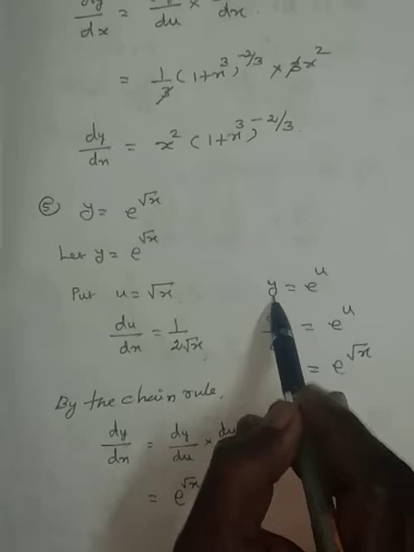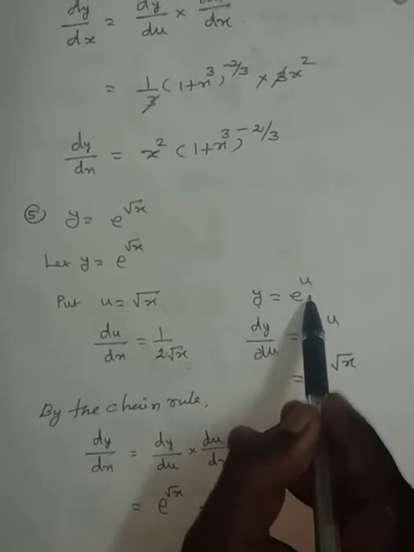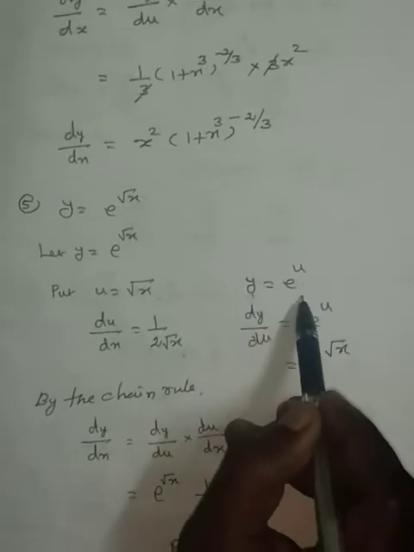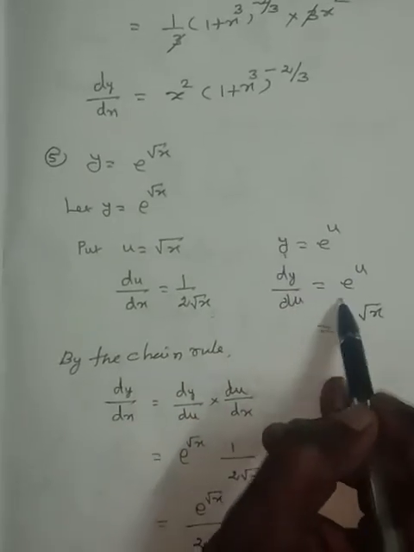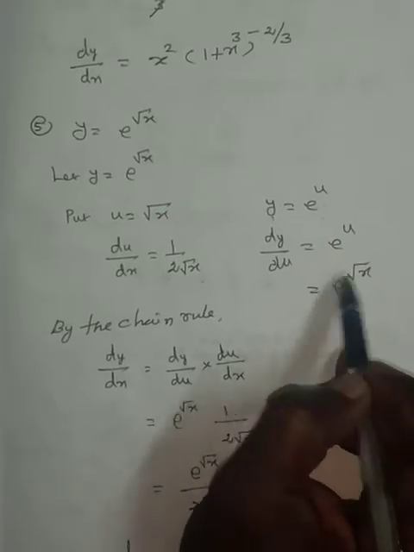Here, y is equal to e to the power of u. Left hand side variable is y, right hand side variable is u. Differentiate y with respect to u, dy by du is equal to e to the power of u. But u is root x. Therefore, e to the power of root x.